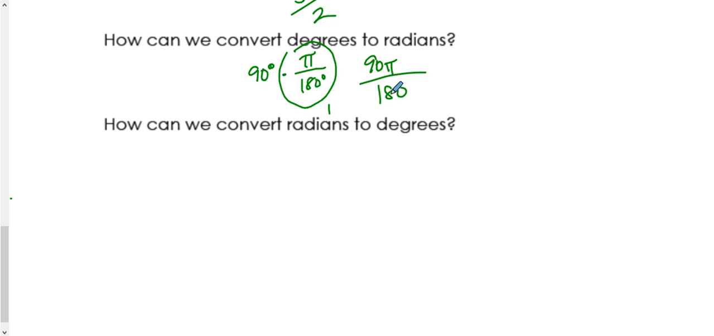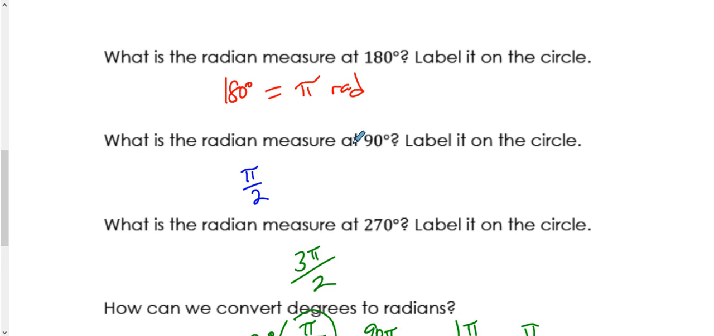And then you ask yourself, what number goes into 90 and 180? Well, I hope you can see that 90 goes into both. 90 goes into 90 once, and 90 goes into 180 twice. So this is really like 1 pi over 2, which we know is pi over 2. And we said before that 90 degrees is pi over 2.